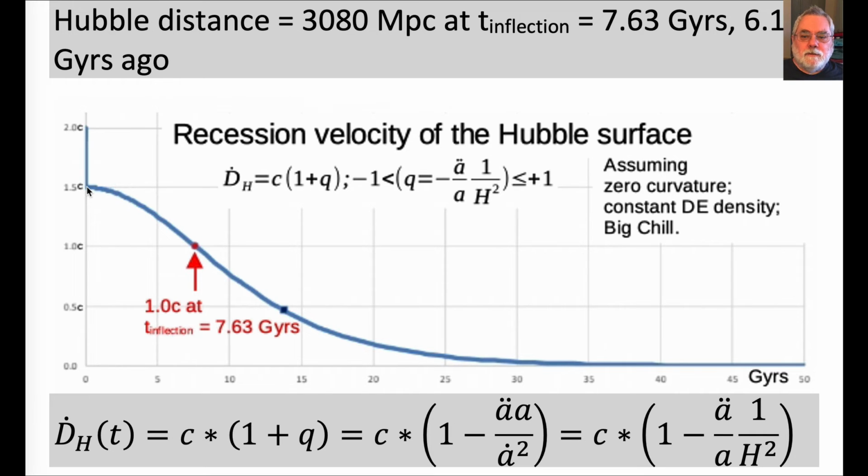After 300 million years, matter slowed the Hubble surface recession speed down to 1.5 times the speed of light, where it remained for a billion years before the dark energy further slowed it. In our exponentially expanding Big Chill future, Q will approach -1, the Hubble surface will approach a constant maximum size, and its recession speed will approach 0. The situation would be different for the Big Rip case.